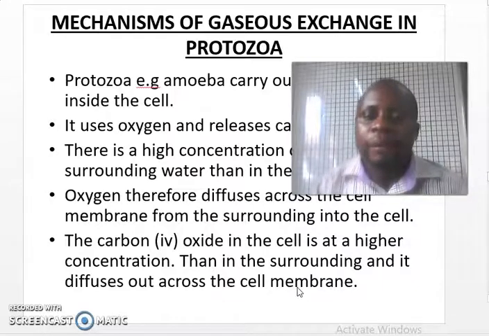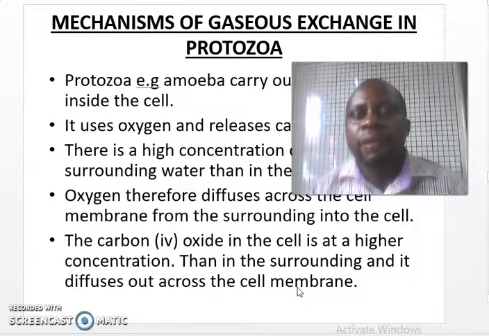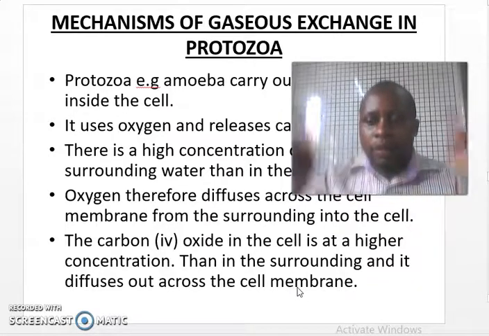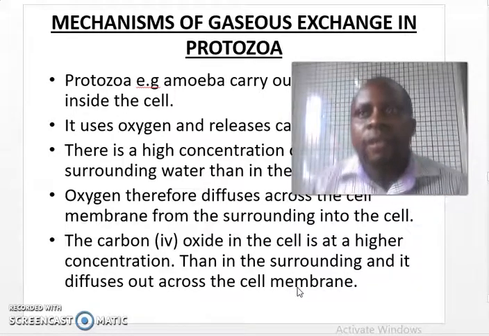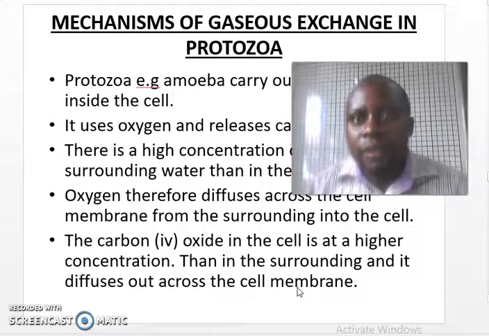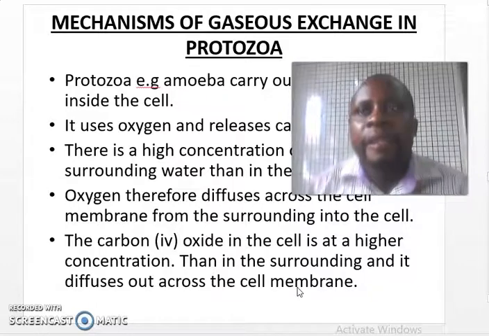Inside the amoeba, there is a higher concentration of carbon dioxide than in the surrounding water. Therefore, carbon dioxide diffuses out. On the other hand, oxygen in the surrounding water is more highly concentrated than inside the cell. Therefore, oxygen moves into the cell by diffusion.